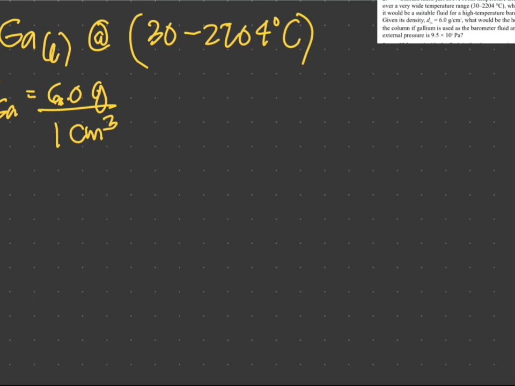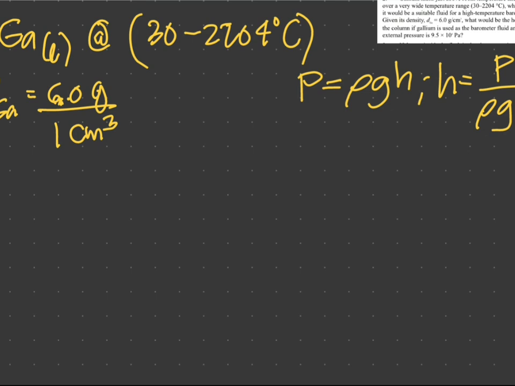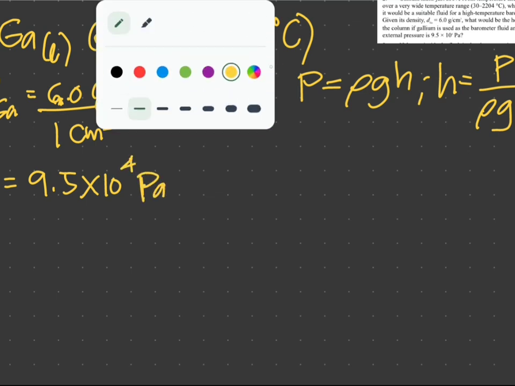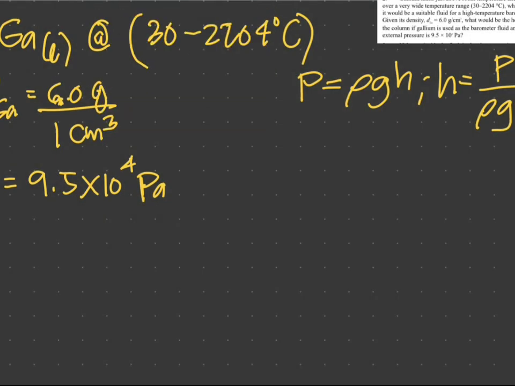Oh, the same formula. So height is, what's that? Pressure is equal to density times acceleration due to gravity times height. So therefore, height is just equal to pressure from the previous problem. Okay, we are given here the pressure, which is 9.5 times 10 to the 4th Pascal, and given the density, we convert first the density.